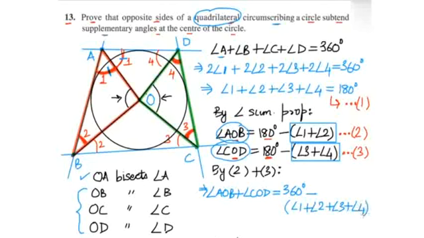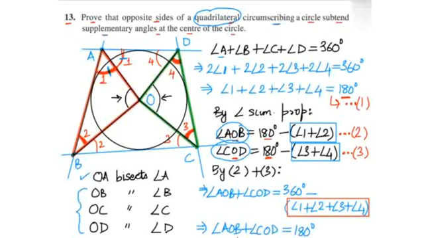And now the last step is simply to make use of the fact that angle 1 plus 2 plus 3 plus 4 is equal to 180 degrees, as shown in equation 1. So we can therefore say that angle AOB plus angle COD is 360 minus 180, or 180 degrees. So we have shown that angle AOB and angle COD are supplementary. Basically, this angle AOB plus this angle COD, we have shown they have a sum of 180 degrees, so they are supplementary.